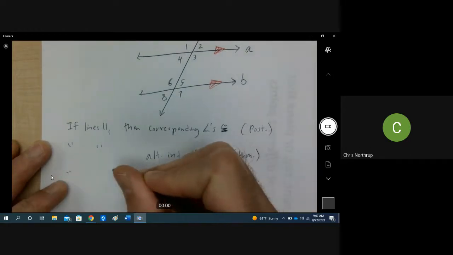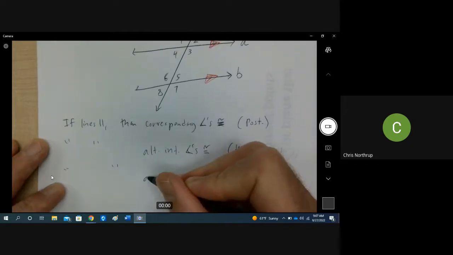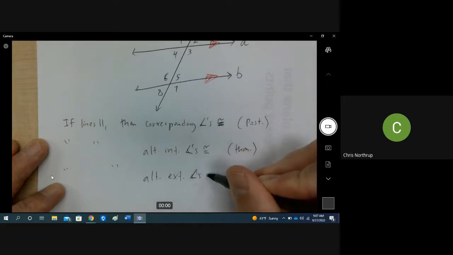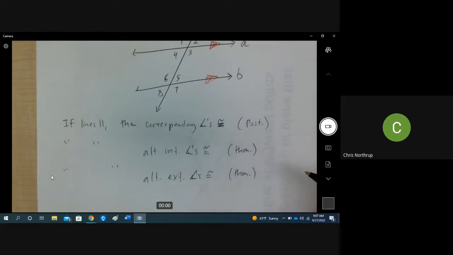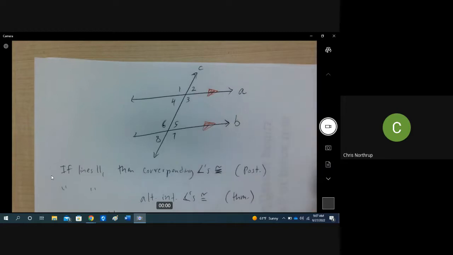Likewise, if you have parallel lines, then your alternate exterior angles are congruent. That's another theorem we will prove in class. So we could say, based on this picture, like 2 and 8 are congruent, 1 and 7 are congruent.